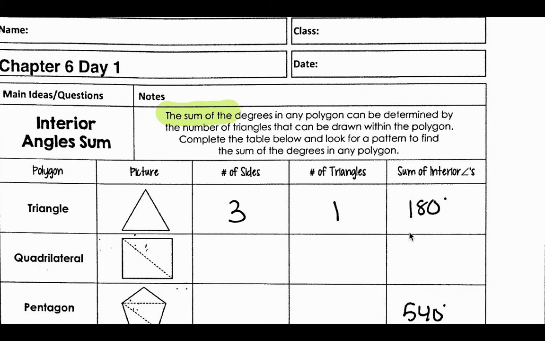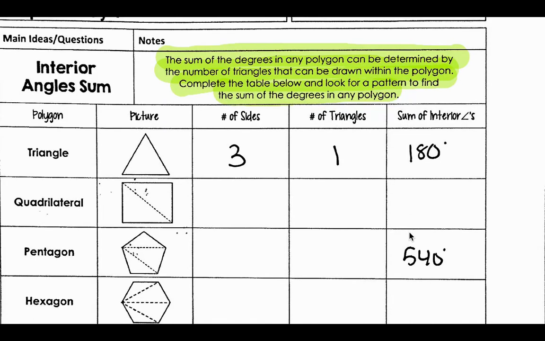It says that the sum of degrees in any polygon can be determined by the number of triangles that can be drawn within the polygon. Complete the table below, and we're going to look for patterns of the sum of the degrees of any polygon. What they're showing us here is that a triangle is a triangle. It has three sides and it has one triangle within it. And we already know that triangles have 180 degrees.